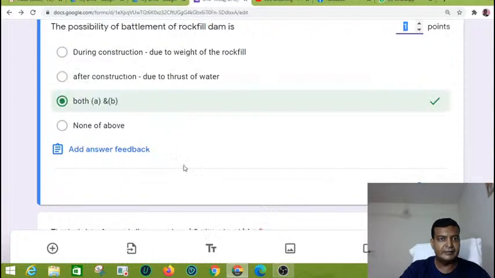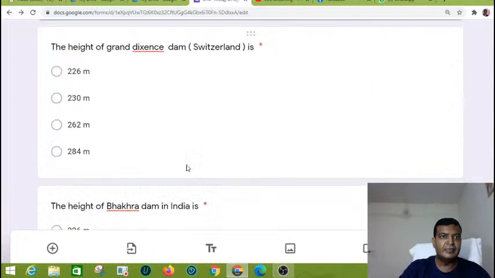The next objective. The height of Grand Dixence Dam in Switzerland is. So now onwards the objectives of gravity dam start. The height of Grand Dixence Dam is. Write your opinion in chat box fast.